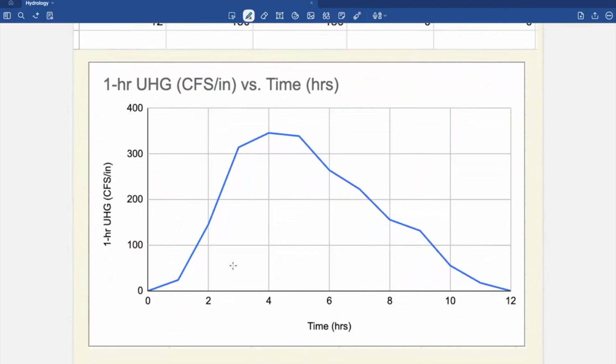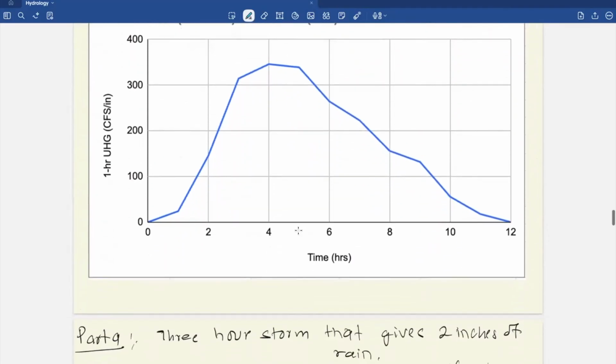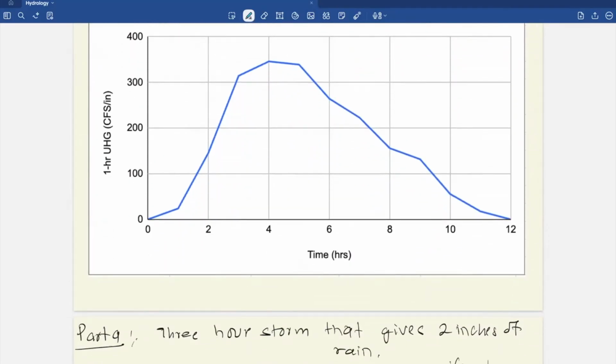So here we can see in the period of 2 to 6 hours, the unit hydrograph peaks around 330, maybe around 330. And for part A, a 3 hour uniform storm, 2 inches total. Now we use the above unit hydrograph. Part A gives us a 3 hour storm with 2 inches total.